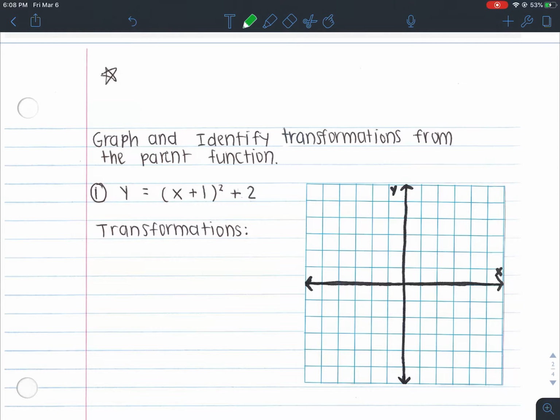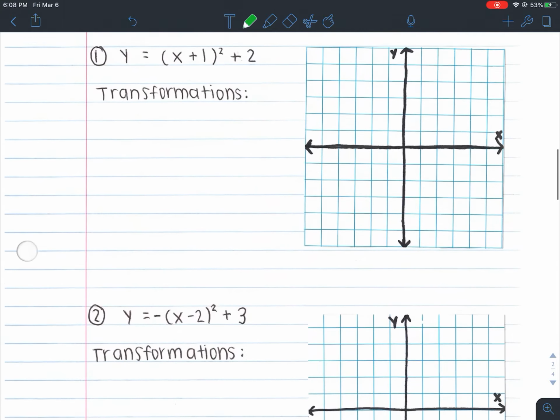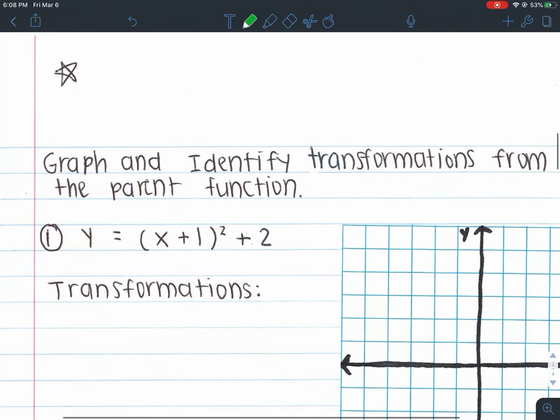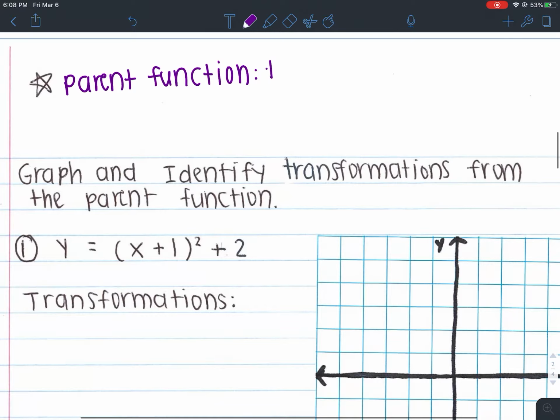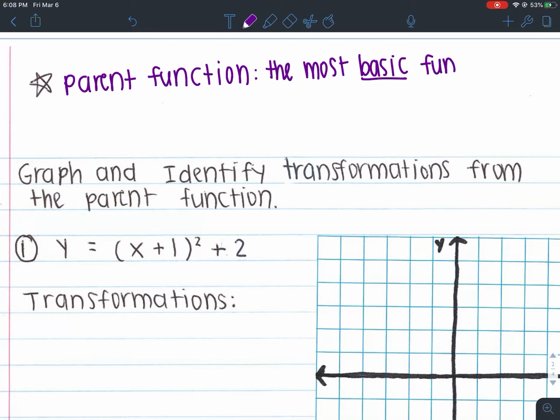Okay, so now we're going to start with graphing the transformations. Now, graphing the transformations is not that big of a deal. For the first one, I'm going to show you compare it to the parent function, but for the other two, you don't really need to graph the parent function. So let's review what a parent function is, right? A parent function is the most basic function. Now, the parent function for a quadratic, again, is the most basic, which is going to be f of x equals x squared or y equals x squared.